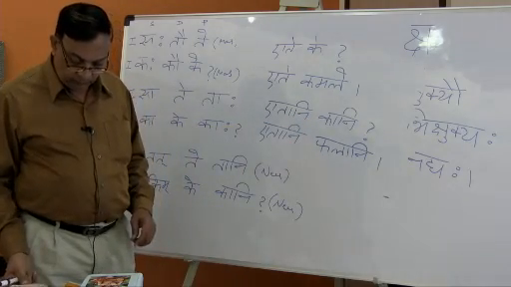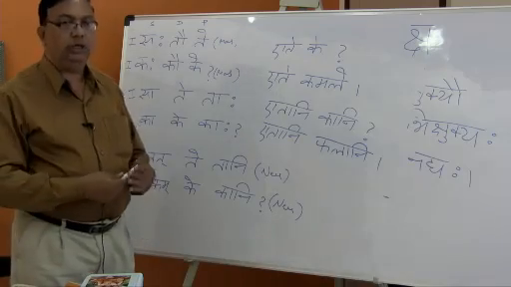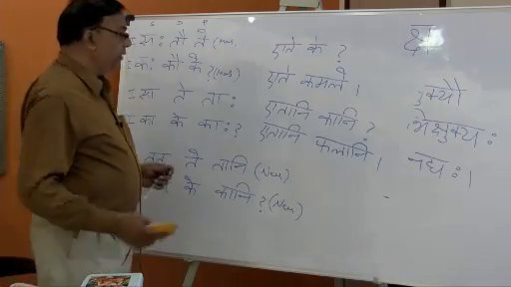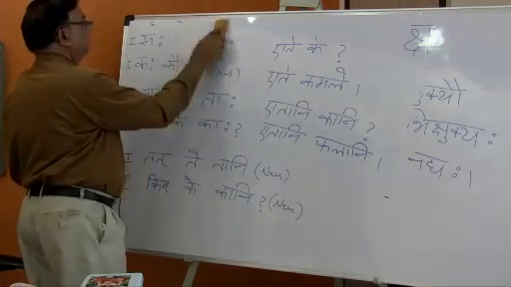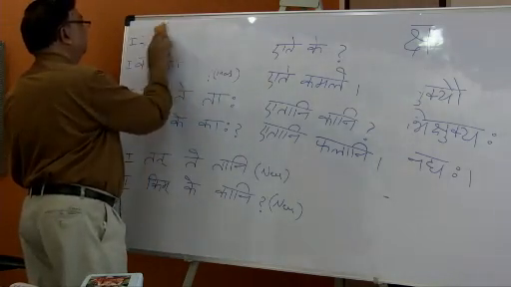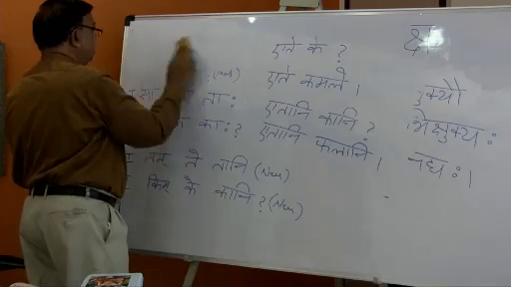Next one. Etau kau. There are two people. So to make it an interrogative sentence, you have to say etau kau. Who are these two?